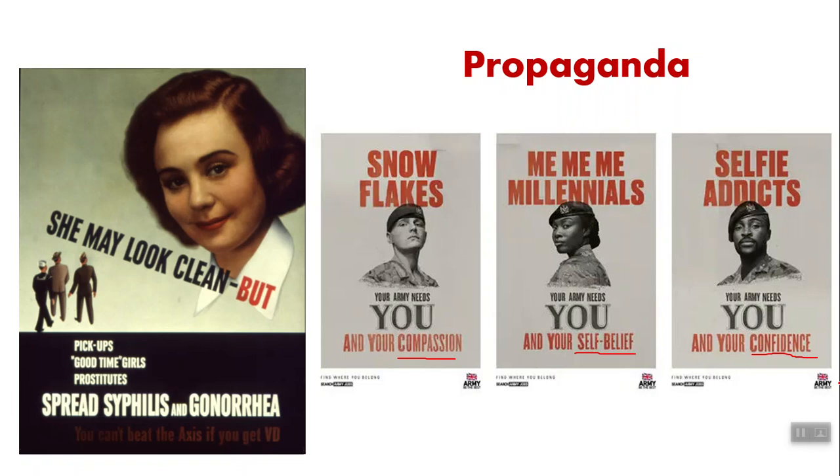The ethical part is that it's saying the top is how other people see you. You're snowflakes, you're me, you're selfie addicts, right? The bottom part is how the army sees you. We see you as compassionate. We see you as having self-belief. We see you as having confidence. So in one swoop, it makes the army look, I think this is the intention, I don't know if they pull it off, but the intention is for the army to look more ethical because they see beyond the label, right? And it also makes the target audience feel like they have a better character than what is typically portrayed in the media, right?